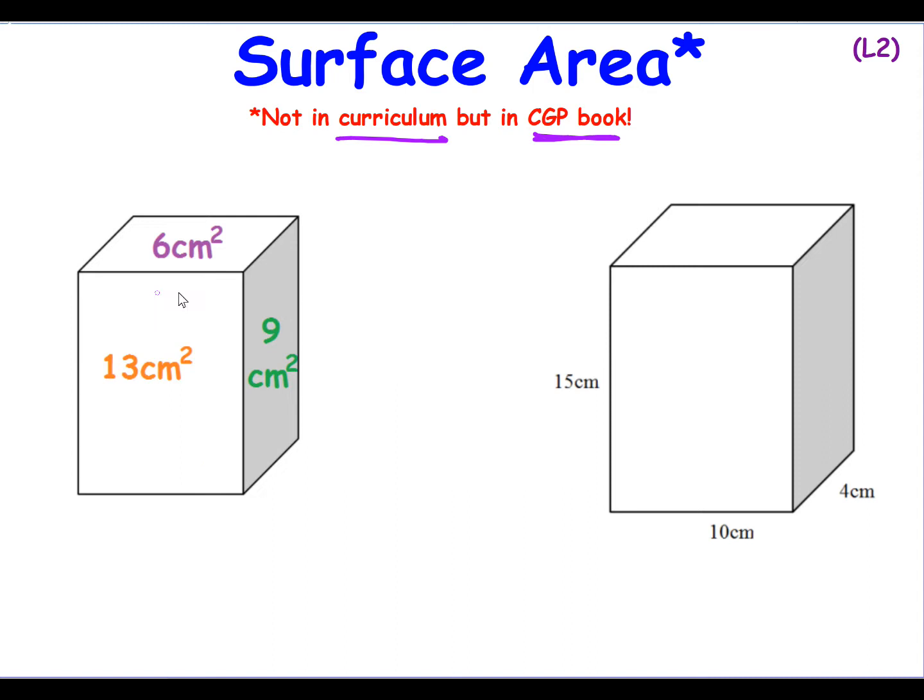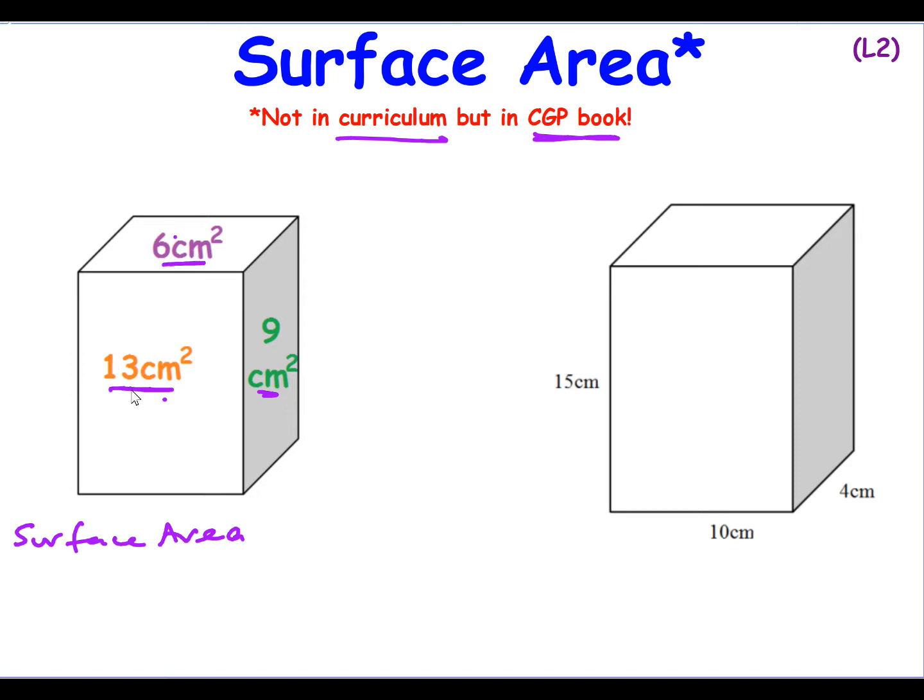When you have a cube or a cuboid, some of the sides are the same, like the front is the same as the back, the right hand side is the same as the left hand side, and the top has the same dimensions as the bottom. When you're working out surface area, you need to work out the area for each of the faces and add them together. So for this cuboid here, I've already given you the areas of the 3 faces.